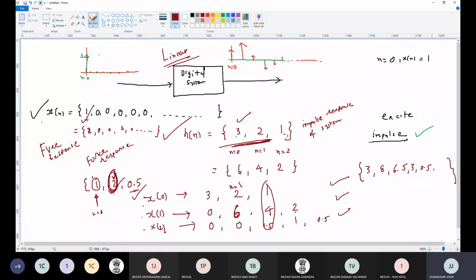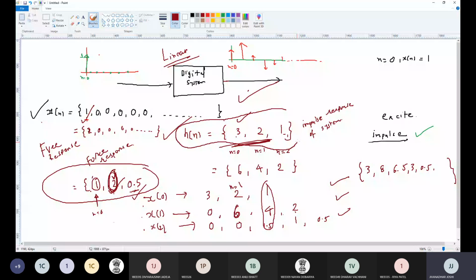Yes, this one. Which one? This one is my arbitrary input, 1, 2, 0.5. It may be random, but if I know the individual samples, I will be able to tell you about the final output of the system, provided that I'll be knowing the output of the system for an application of impulse.